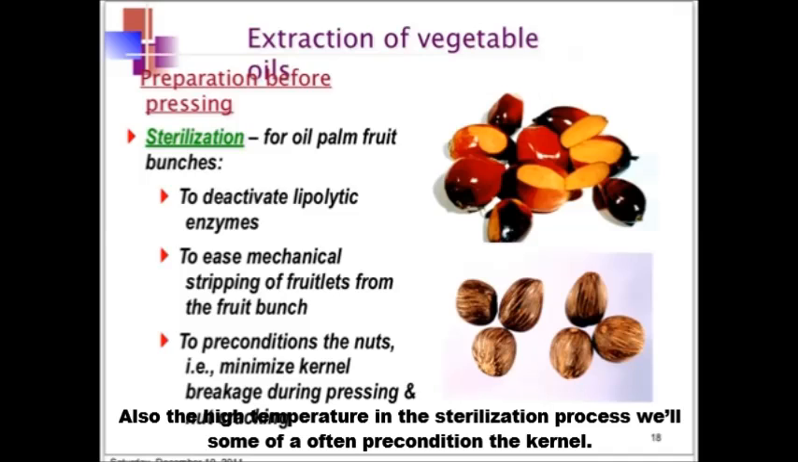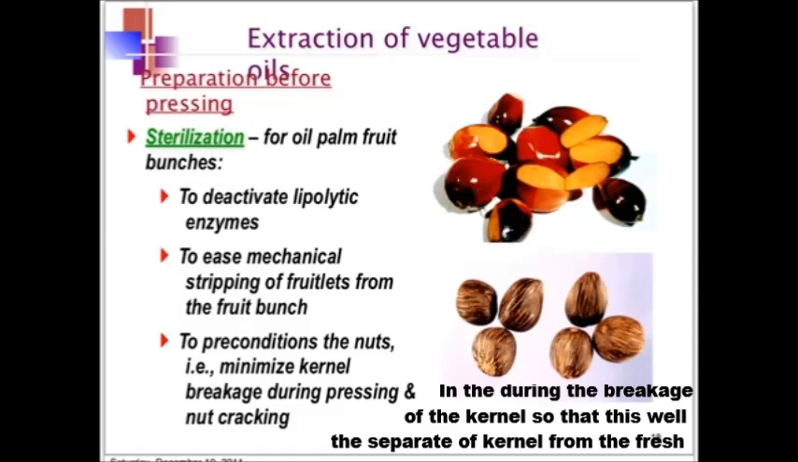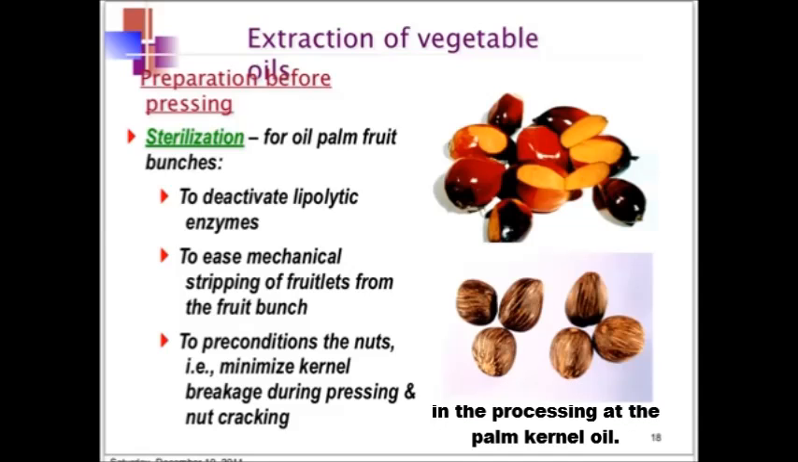Also, the high temperature in the sterilization process will soften or precondition the kernel, so that the kernel shell is not too hard. During the process of separating the kernel from the flesh, it will reduce the breakage of the kernel, so that this will facilitate the separation of the kernel from the flesh in the processing of the palm kernel oil.